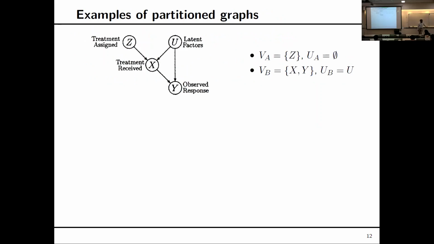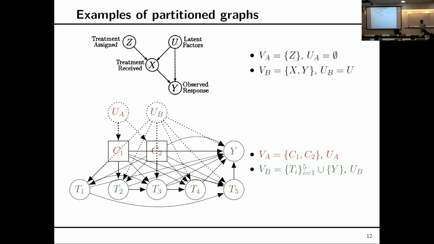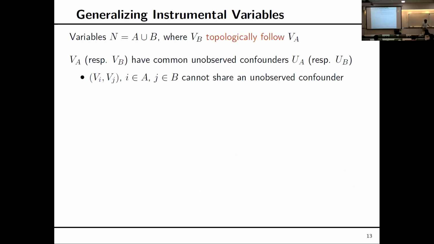So here's the example. VA is the set Z. Its confounder set is empty because I can directly control it. This was a question that was asked before. VB is the set X and Y, and they share a common confounder U that is not confounding with Z. Here's the bigger example. VA is the set C1 and C2. It has a common confounder UA. The other ones are T1 through T5 and Y, and it has a common confounder UB. They don't share a set of confounders. This is an important restriction that we're going to be putting on this graph, and it helps do things.